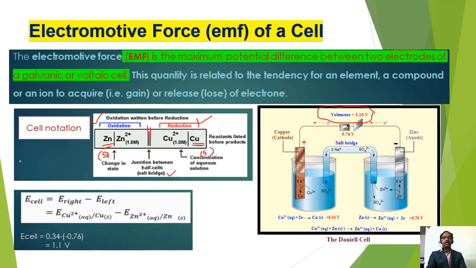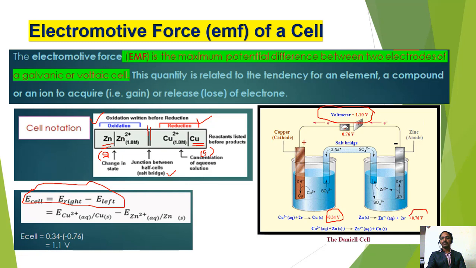Now, E cell value is a formula: E cell equals E right minus E left. So, what is the E right here? This is the copper reduction cell, minus E left, the zinc half cell. So, copper plus 2 to copper, zinc plus 2 to zinc. You can see here the copper plus 2 to copper formation ability is 0.34. This is the reduction potential value of copper, 0.34.